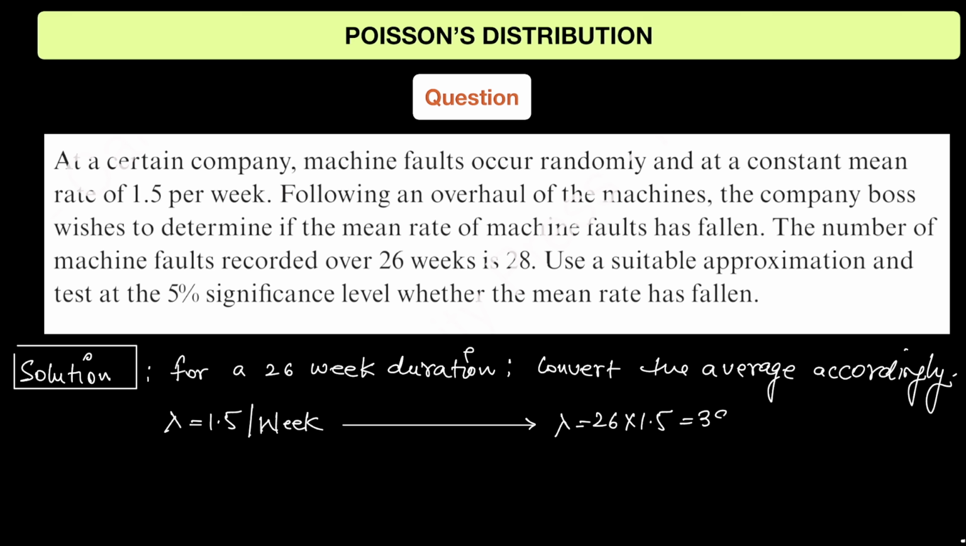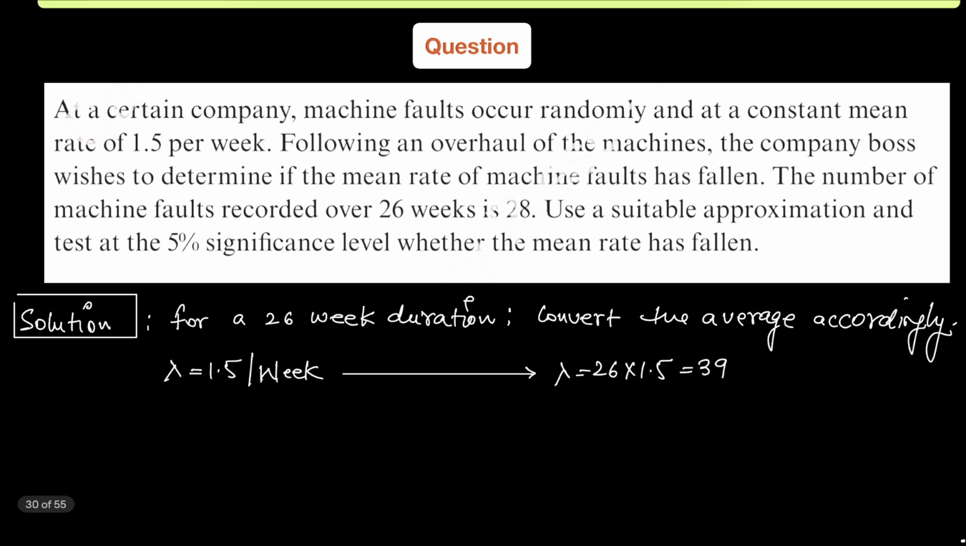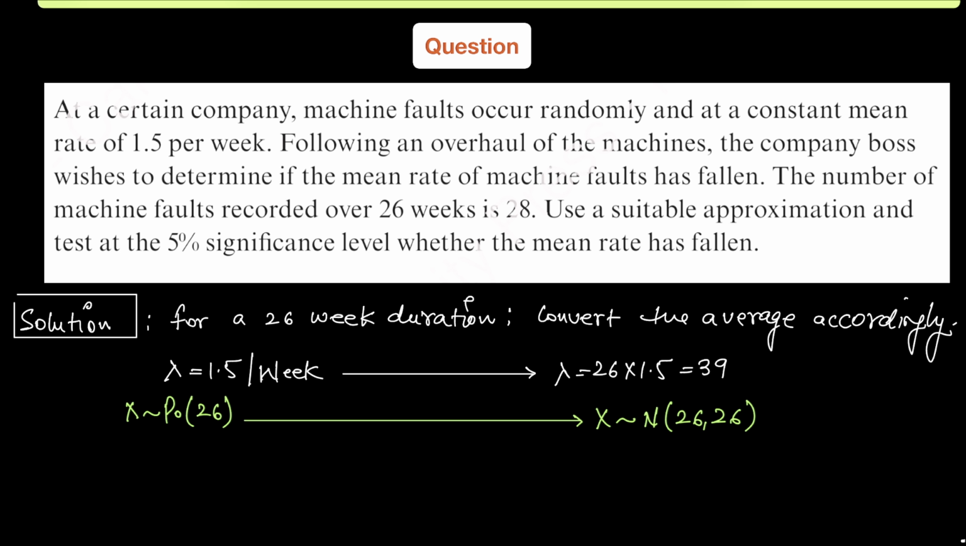that is 39. So now I will write that X follows Poisson with mean 39, which can be approximated by X following a normal distribution with mean 39 and variance 39. So we are going to use approximation. So it can be approximated by normal distribution. Do not forget to apply continuity correction. Okay, it is very important.